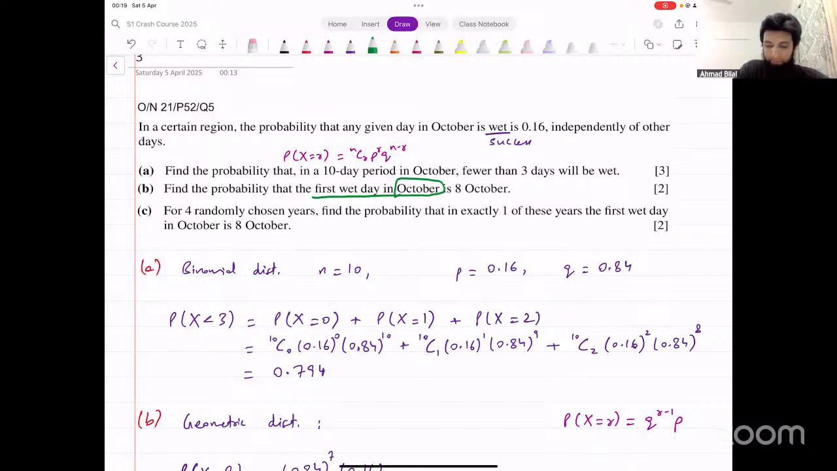Sir, like in specific questions, we have geometric distribution bounded by infinity, right? October will end after 30 days, so how would that function?